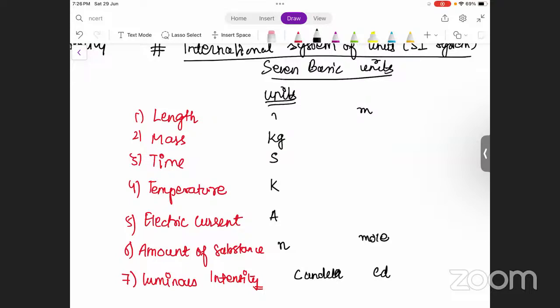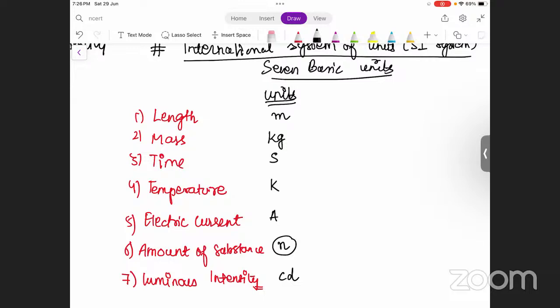So we'll write meter and we'll write the complete name on the other side. So this is candela. So the number of moles is denoted by small n, which we will be learning about in the coming sessions. That is, we learn about the moles.